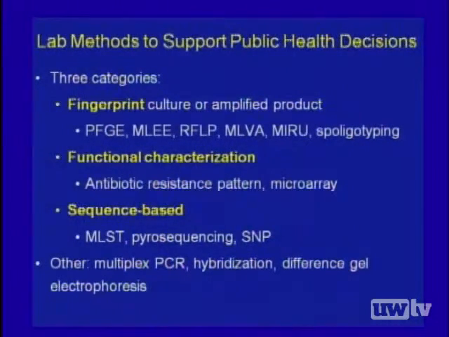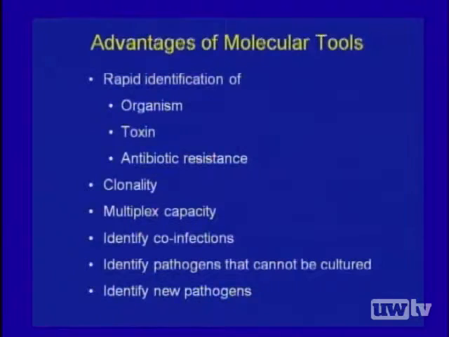But the things that are really going to change the ballgame right now are the sequence-based methods that we're using. That's multi-locus sequence typing, MLST, pyrosequencing, and single nucleotide polymorphism. There are others out there as you move through, but these are the big ones that we tend to see occurring again and again in public health. There are many advantages to molecular tools: rapid identification of the organism, rapid identification of a toxin, rapid identification of antibiotic resistance. The one that we use an awful lot as molecular epidemiologists is clonality.